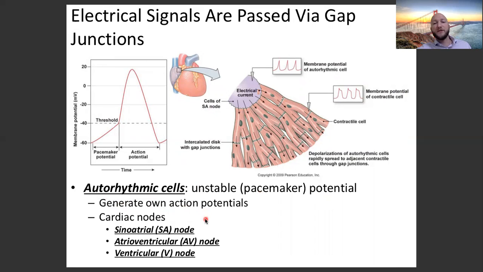There's a few different nodal tissues, which are the areas where that depolarization happens the fastest: the SA node, the AV node, the ventricular node. Whichever one's the fastest will reset the other ones as that depolarization passes through those cells. So as long as the SA node's working correctly, the SA node is that fastest pacemaker that sets the rate.